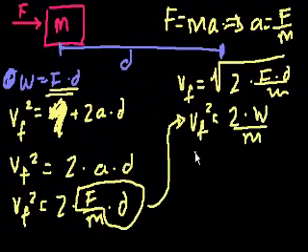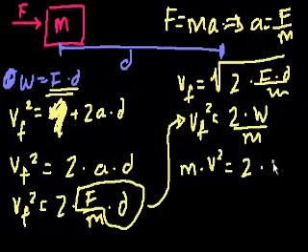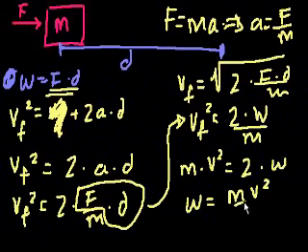Let's multiply both sides of this equation times the mass. So you get mass times the velocity squared. I'm going to get rid of this f, because we know that we started at rest and the velocity is going to be, let's just call it v. So mv squared is equal to 2 times the work, or let's divide both sides by 2, so the work is equal to mv squared over 2. And of course, the unit here is joules.